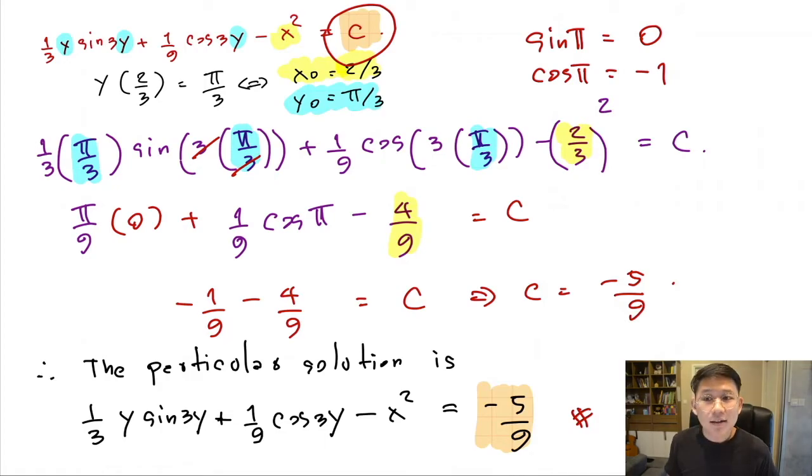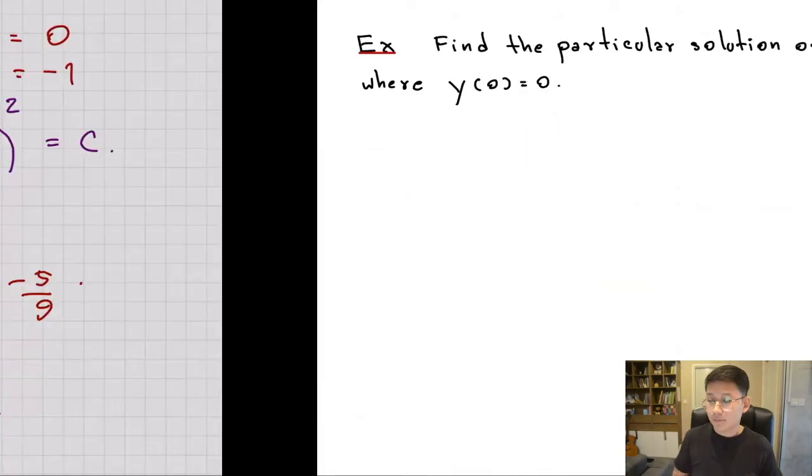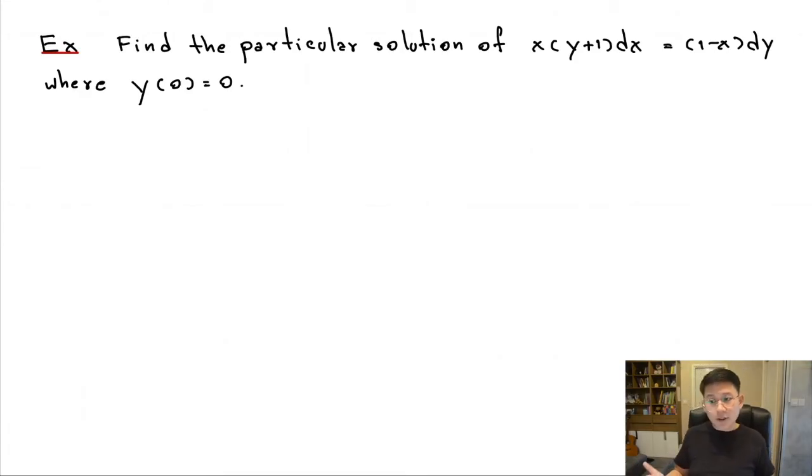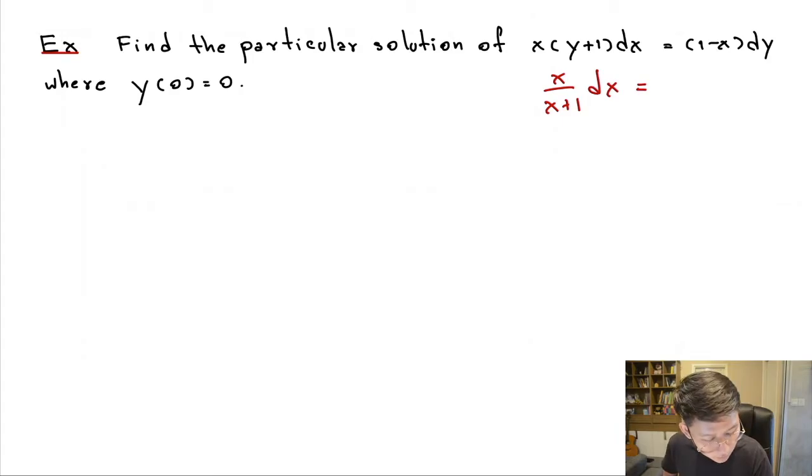Okay, the next question. Find the particular solution of this differential equation where y of 0 is 0. So here, as you can see, it doesn't look separable, but it's pretty easy to make it separable. So what I can get here is x divided by 1 minus x dx equals 1 divided by log of y plus 1 dy.